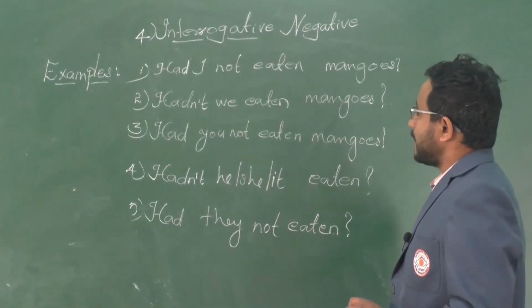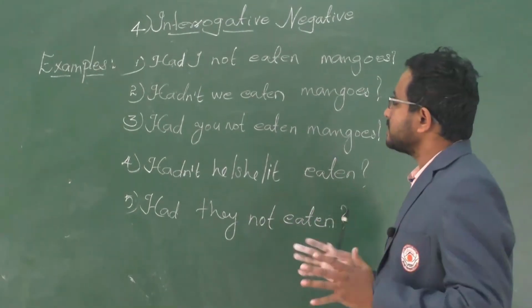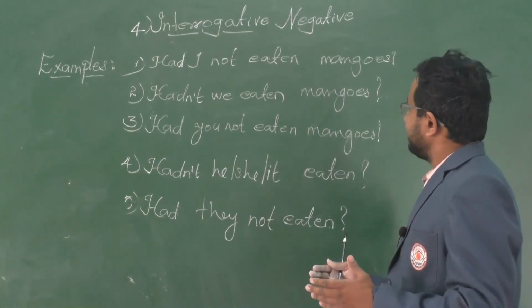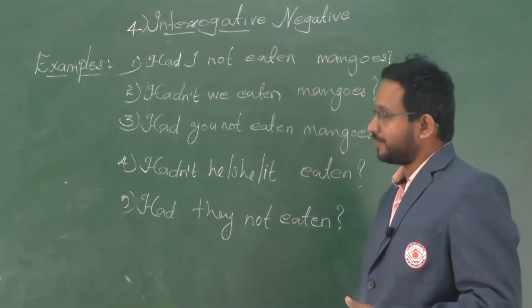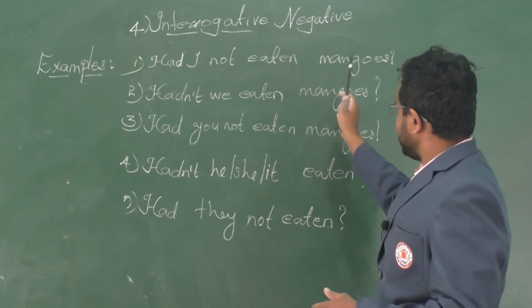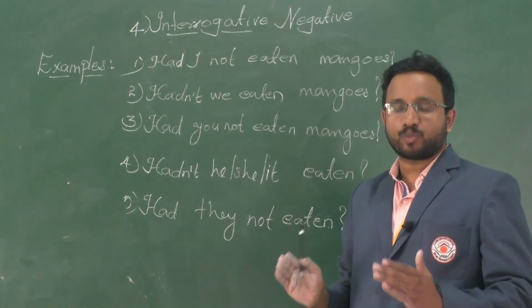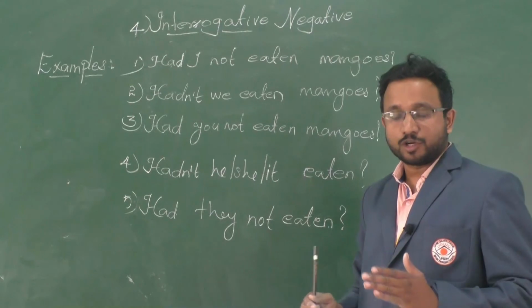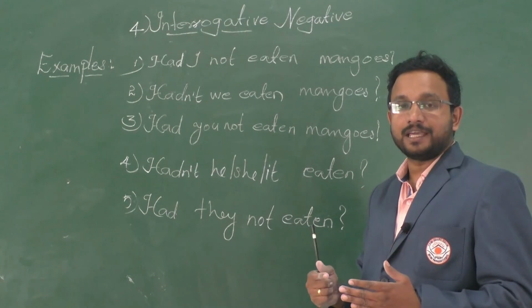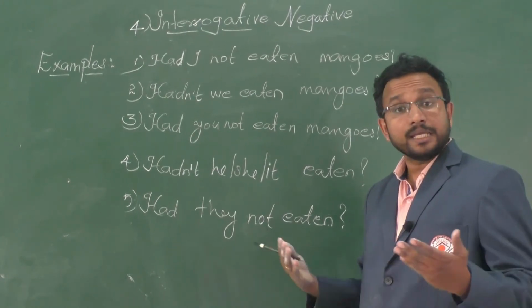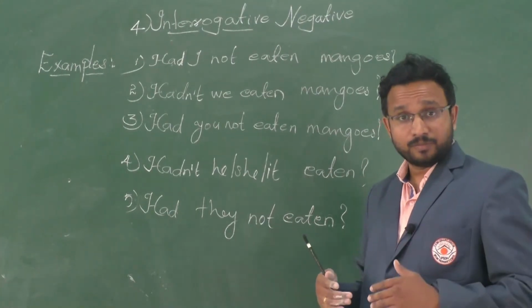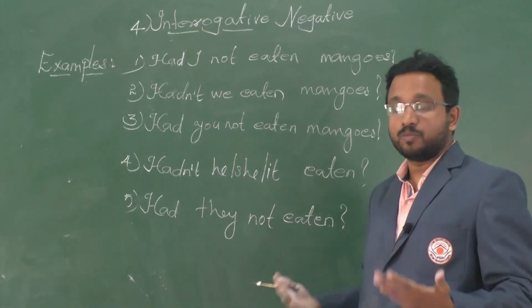Dear students, now let's look at the last formation, that is the interrogative negative, and examples here. As follows, you can see the first one. Had I not eaten mangoes? Negative question. Not had I not, or hadn't I. Hadn't I helped you? Hadn't I written a story? Hadn't I gone to the market? Hadn't I helped you? Or you can ask your mother or father, whomever it may be.